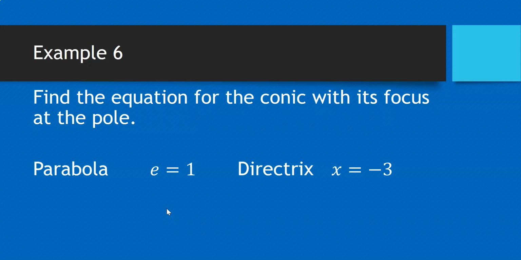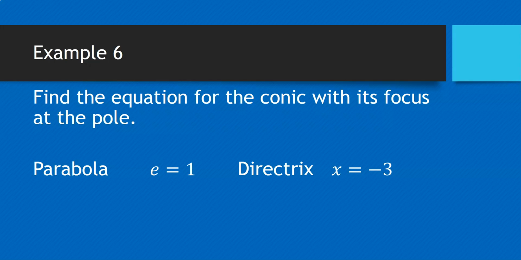All right, so in the last video, we started with the equation and came up with the eccentricity and the distance to the directrix. We could have just as easily given the actual equation of the directrix if we would have liked to. So now we're going to do a few examples where we reverse that, where we give you the eccentricity and the directrix, and we're going to find the polar equation for the conic.